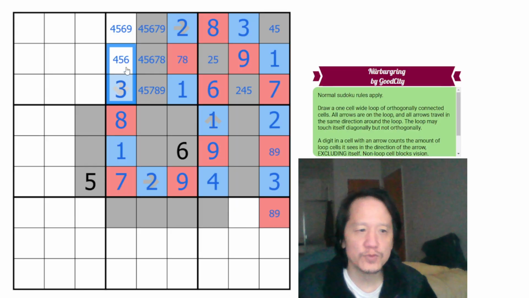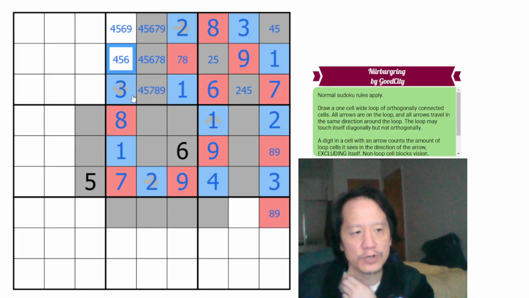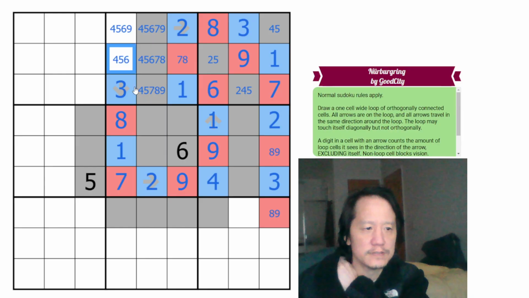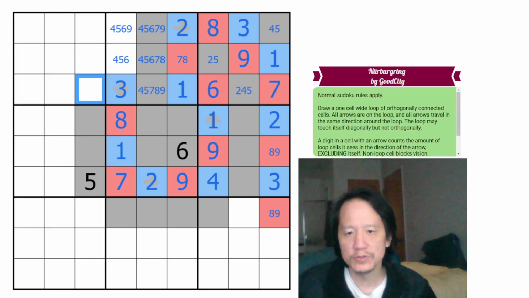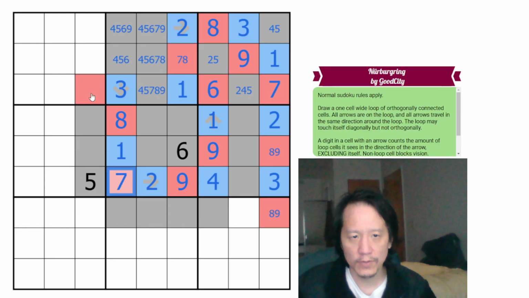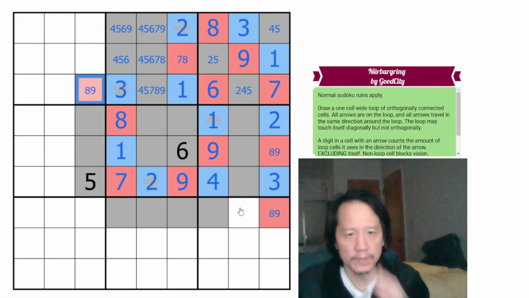This cannot go this way because there's no number now that would fit, that would be on the German whisper line next to 3. So it has to go this way. So this is not on the loop. This cannot be on the loop because it can't enter and exit now. So this has to be 8 or 9. This can't be 7 here.